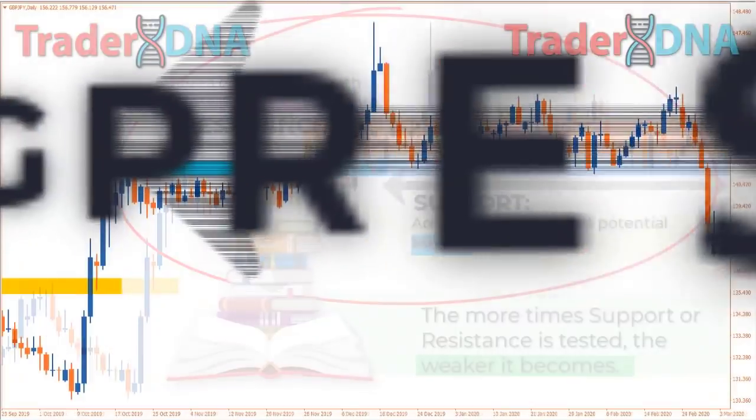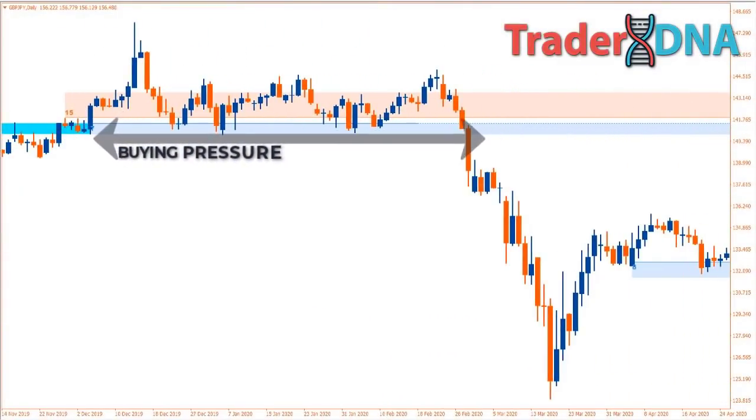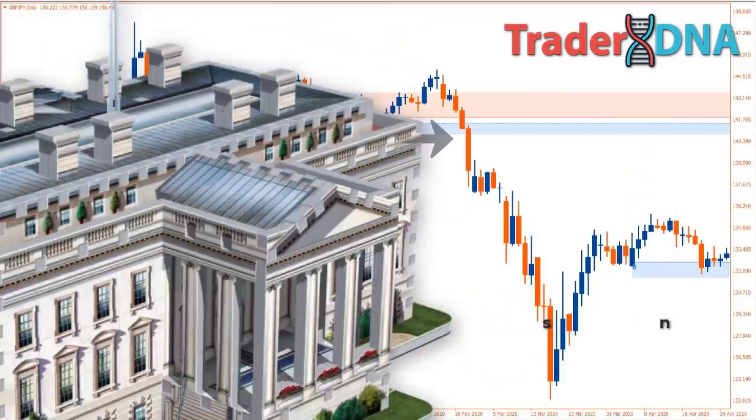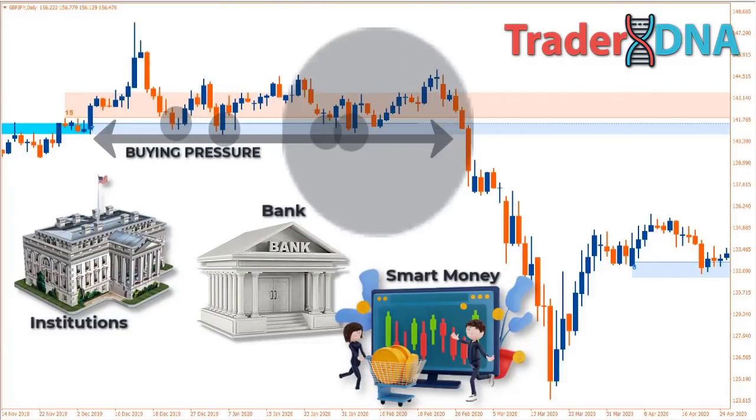Why? The market reverses at support because there is buying pressure to push the price higher. The buying pressure could be from institutions, banks, or smart money that trades in large orders. If the market keeps retesting support, these orders will eventually be filled. And when all the orders are filled, who's left to buy? So, the more times support or resistance is tested, the weaker it becomes.